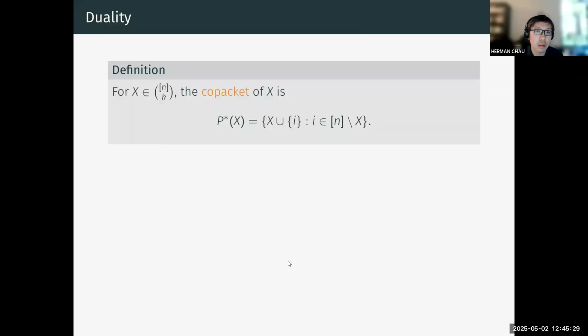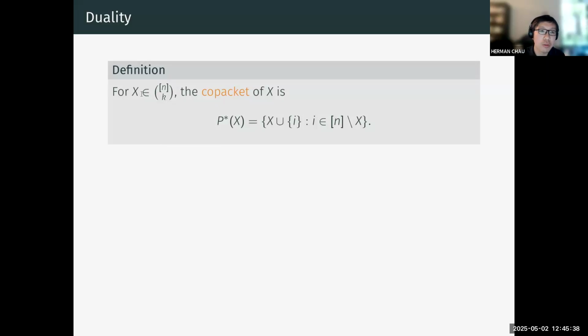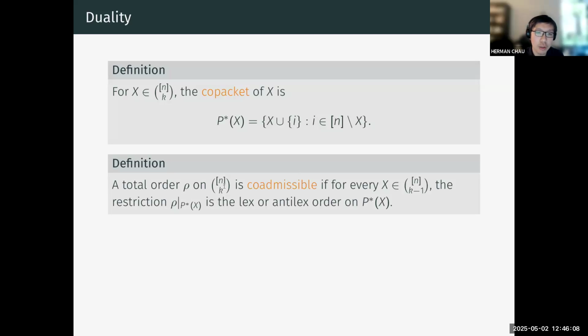I prepared some extra slides. So for a lot of the higher Bruhat orders, we can define dual notions of everything. So if we start off with a set X, before we were looking at packets, but we can also look at co-packets instead. So the packet of X we obtained by deleting elements from X. The co-packet of X, denoted P star, is obtained by throwing in elements into X. So you consider all the elements I that you can add in that were not originally in X. And then we can define coadmissible to be total orders, where if you restrict to co-packets, it's the lex or anti-lex order.